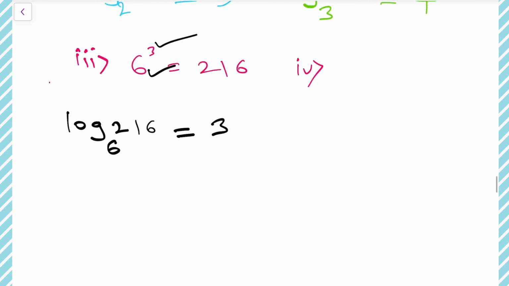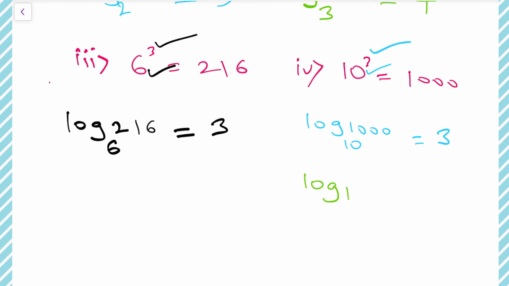Next, last question. 10 cube equals 1000. Apply log for 1000. So log 1000. Here base is 10, so write it as 10, which is equal to, here power is 3, so that will become our answer. Log 1000 base 10 equals 3. The same also can be written as log 1000 equals 3. Whenever we don't have a base, it is obviously base 10 in logarithms.